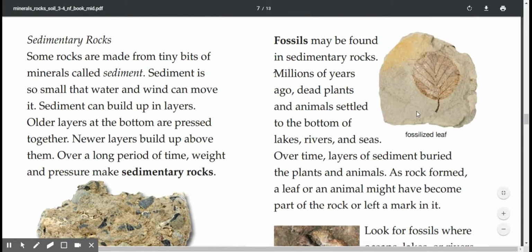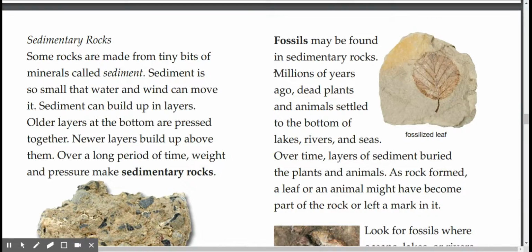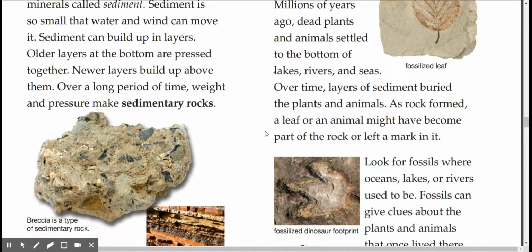Now, fossils may be found in sedimentary rocks. Millions of years ago, dead plants and animals settled to the bottom of lakes, rivers, and seas, and over time, the layers of sediment buried the plants and animals. As rocks formed, a leaf or animal might have become part of the rock or left a mark in it.